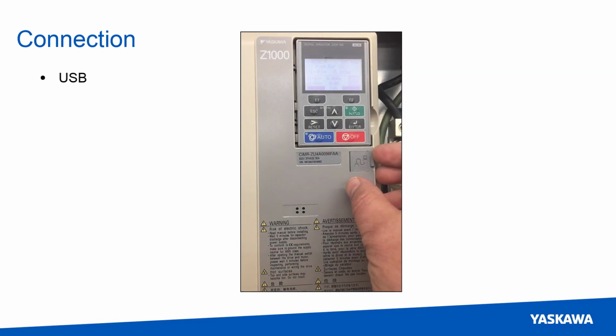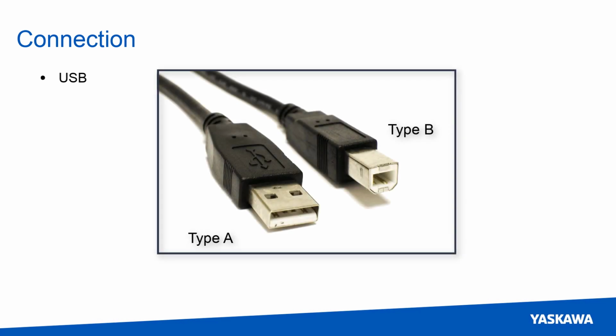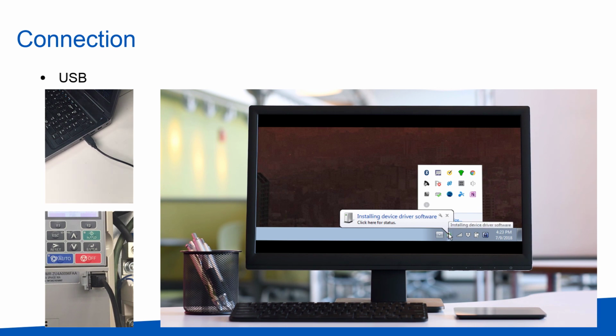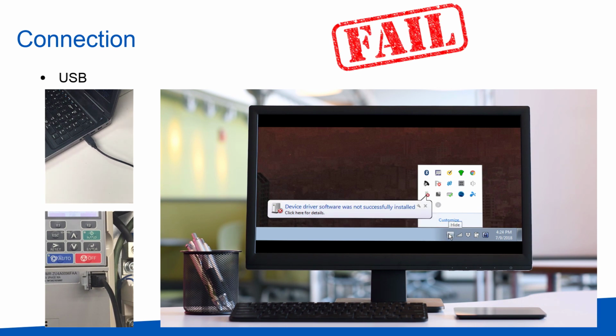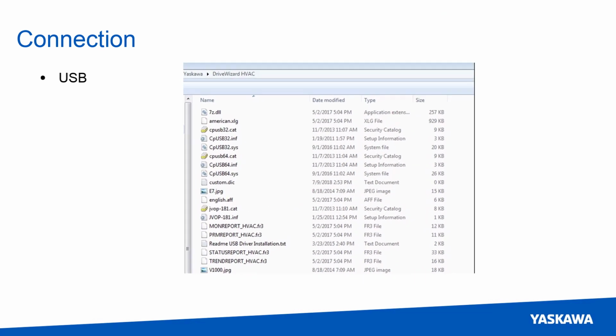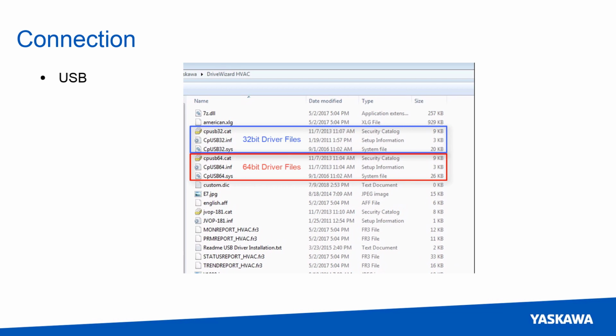All Z1000 drives have a USB port built into the front of the drive. Any standard Type A to B USB cable will work as a connection to DriveWizard HVAC. Most people think of USB as always being a plug-and-play type of connection. The trick is that you need to install the Yaskawa USB driver to properly connect. The driver itself is located in the DriveWizard HVAC folder. You just need to tell Windows where to find it, which we will do next.